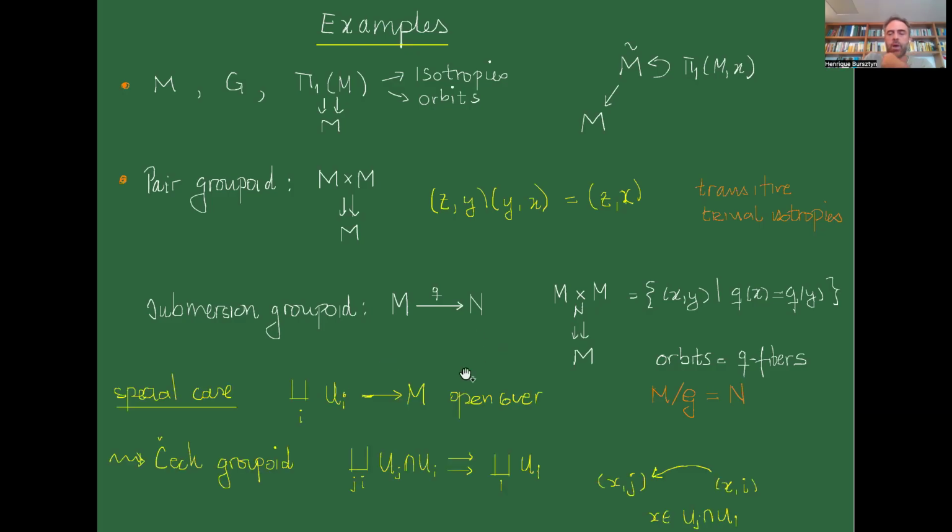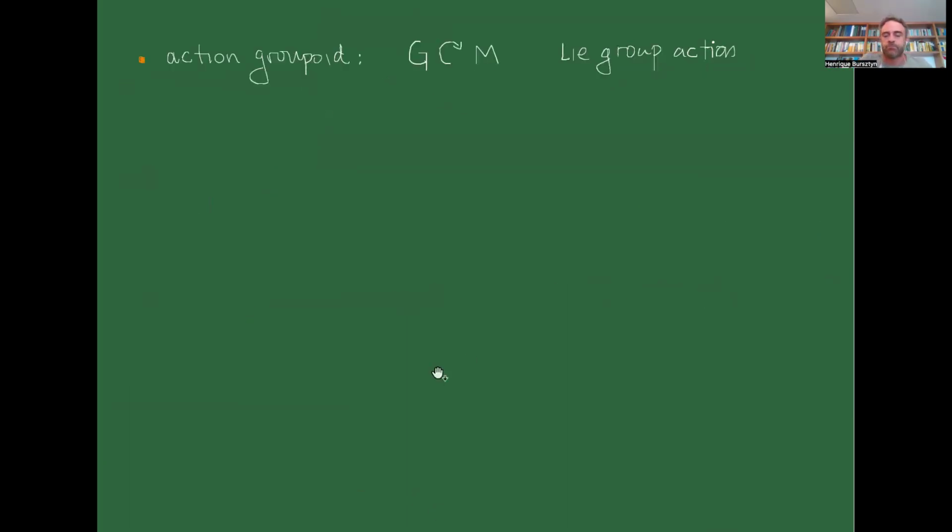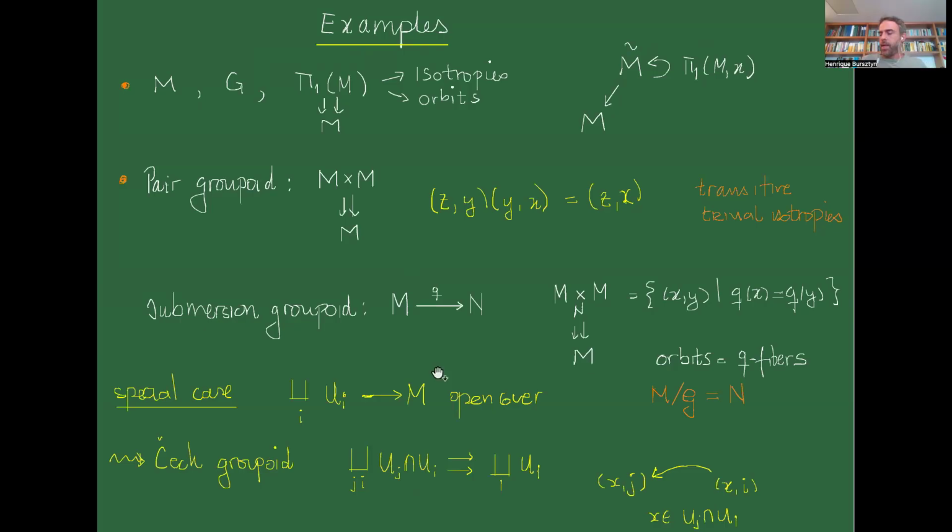Maybe I won't use this, but just to say that there is a very special case of this construction, which attaches in a natural way a Lie groupoid to any open cover of M. We take the disjoint union of the cover. This is a manifold again. There's a natural submersion onto M. And if you carry out this construction, you get a groupoid in which the arrows are double intersections of the opens in this cover. This turns out to be very relevant for many constructions.